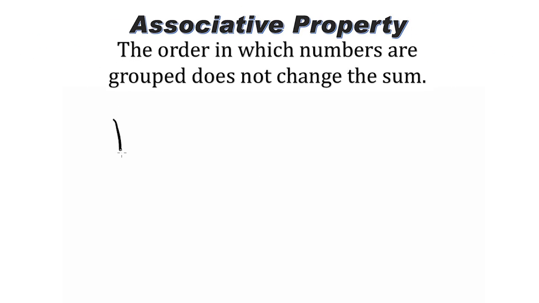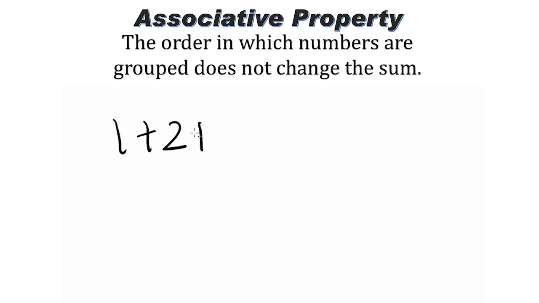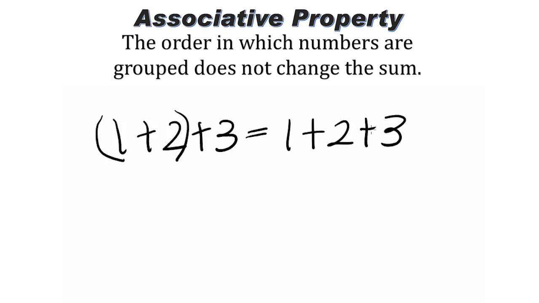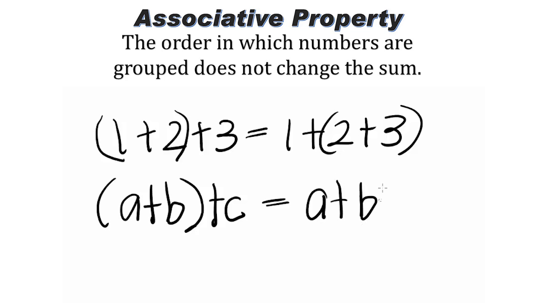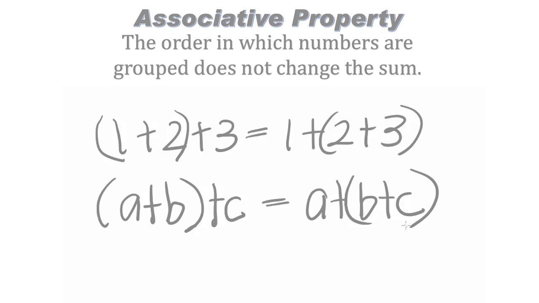For example, 1 plus 2 plus 3. If I group my 1 plus 2, it still is the same as if I have 1 plus 2 plus 3, but I group my 2 plus 3. The associative property written with symbols then is A plus B, in parentheses, plus C is equal to A plus B plus C, with B plus C being in the parentheses.